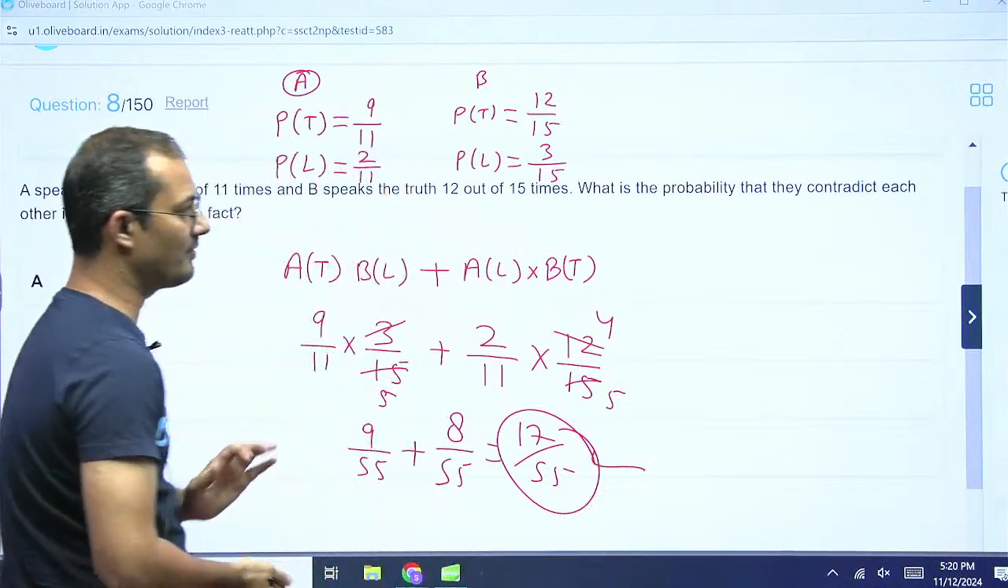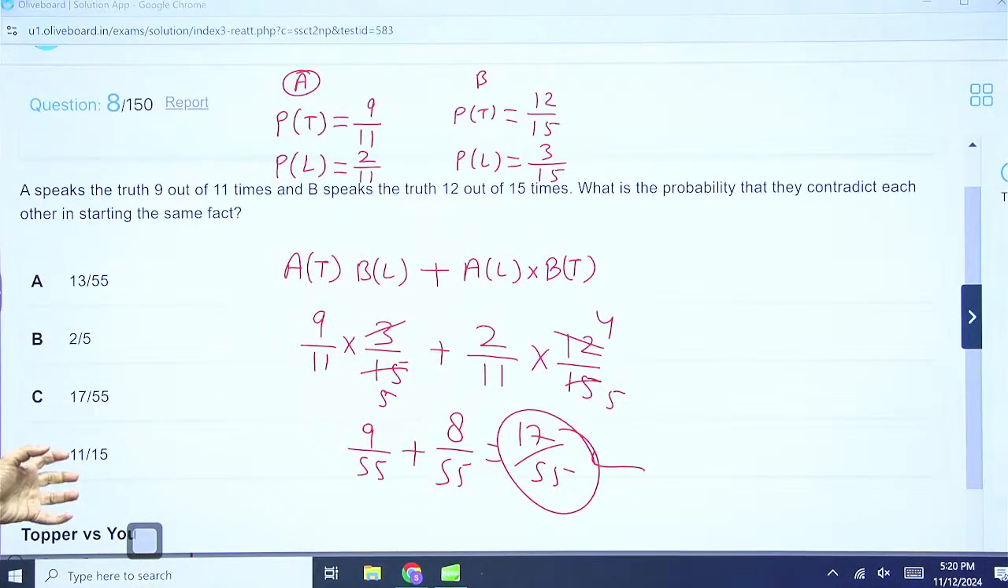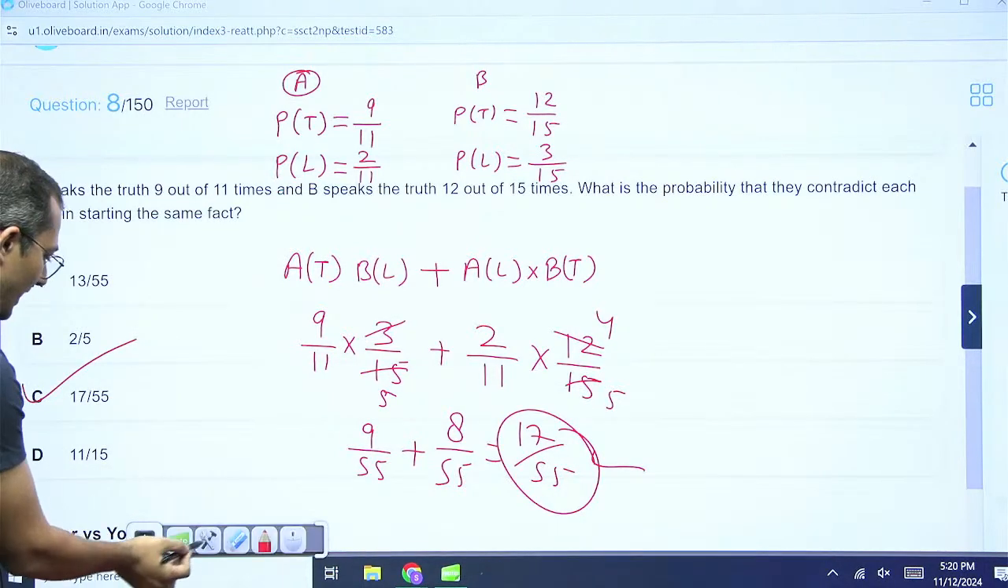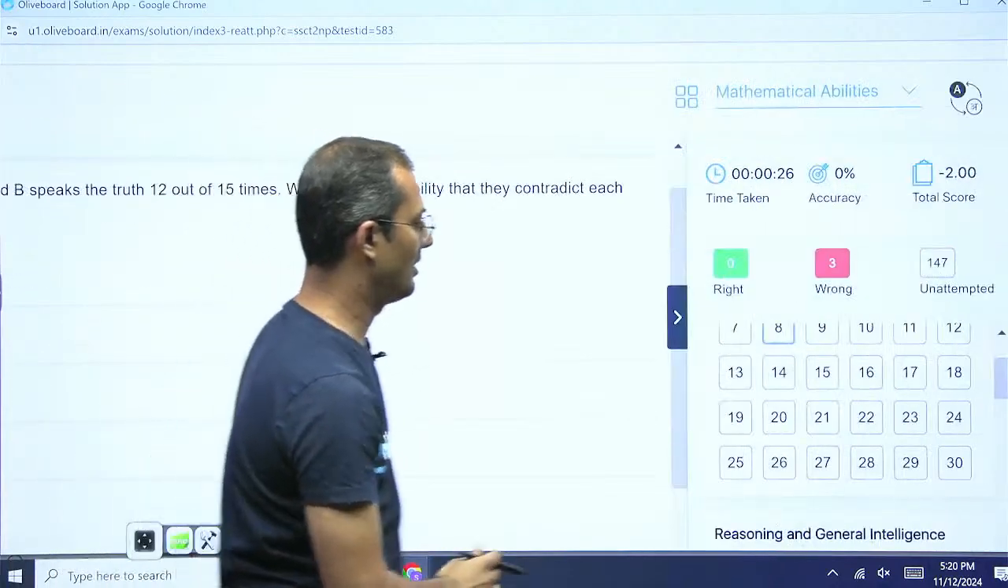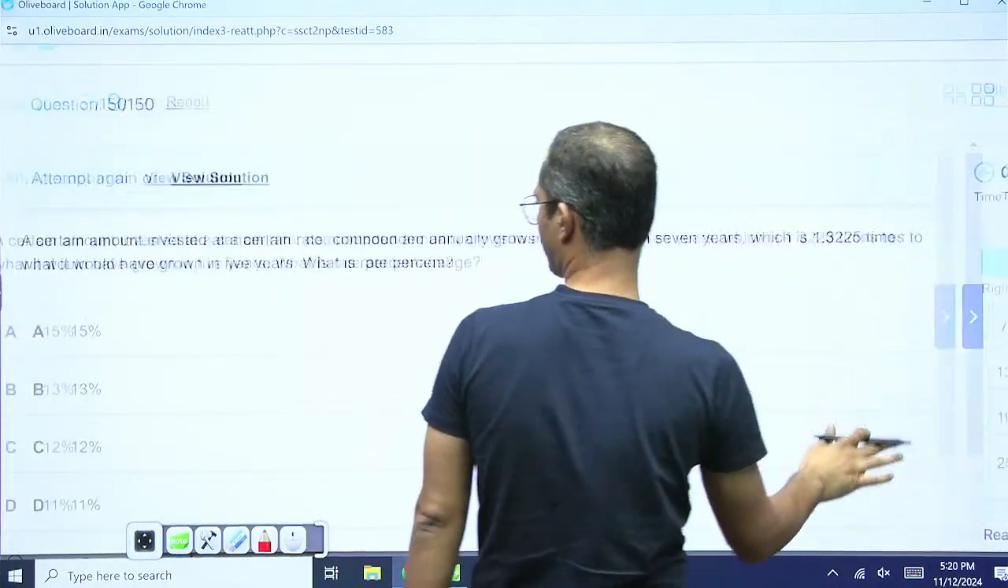So the probability for they contradict each other is 17 by 55, right? So C part is the right answer, right? C, Chennai Express is the right answer. Now tell me what is the answer for this question. Yes, please.